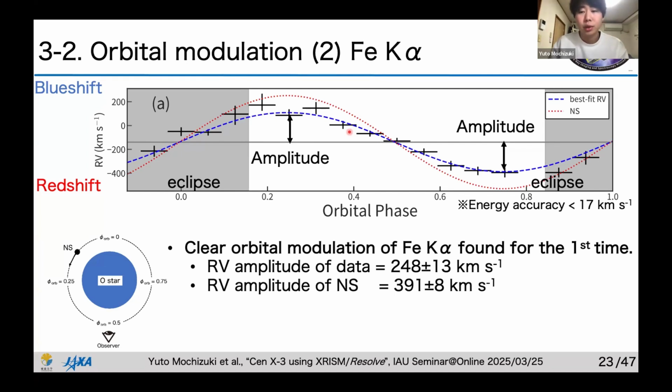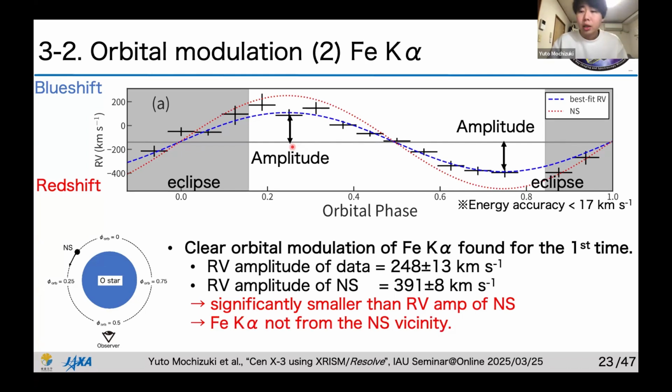And the red curve shows the radial velocity of the neutron star, assuming the Kepler velocity. This velocity is 391 kilometers per second. As you can see, the radial velocity of iron K alpha is significantly smaller than that of the neutron star. So it suggests that the iron K alpha does not originate from the vicinity of the neutron star.